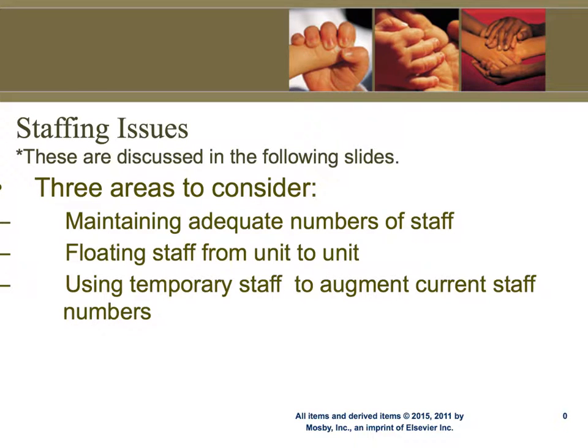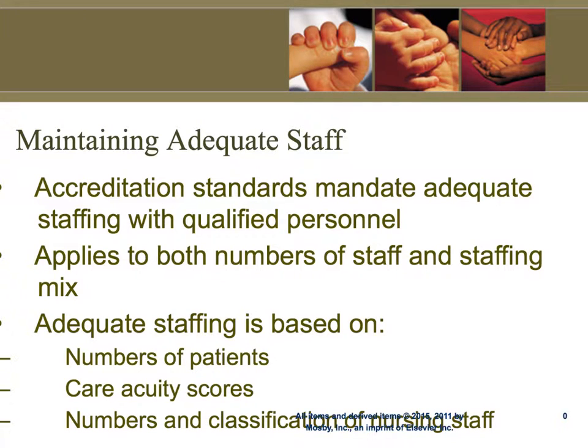So we're going to discuss some staffing issues on the next few slides, and there are 3 areas that we're going to consider. Maintaining adequate staff. Well, out on the West Coast in California, they were the first state to adopt legislation that mandated fixed nurse-to-patient ratios, and they passed this legislation in 1999. Usually things start out west and trickle over towards the east.